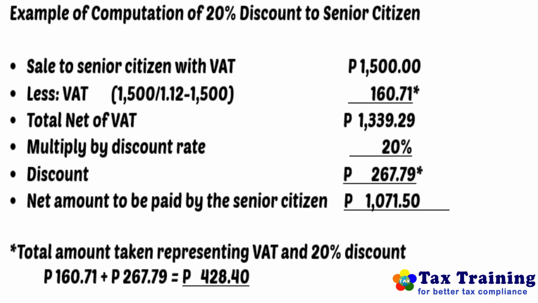Saka pala natin siya i-multiply sa discount rate na 20%. So, the discount for the net of VAT na 1,339.29 is 267.79. So, doon po sa selling price to senior citizen na 1,500, yung babayaran na lang po ng senior citizen is 1,071.50. Magkano lahat yung tinanggal na amount doon? 428.40, representing VAT na 12% at saka yung discount na 20%. Okay, so yun po yung pagko-compute.